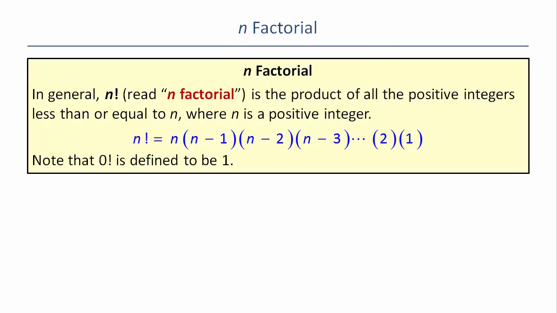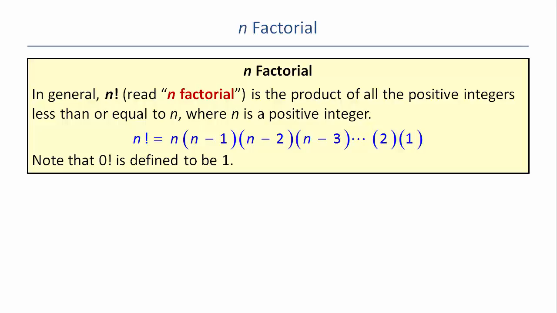Okay, a factorial, n, which is not an excited n, it's just n factorial. So when you see that little exclamation point, that means factorial. And a factorial just means take whatever that number is and multiply it by every single positive integer less than that number.